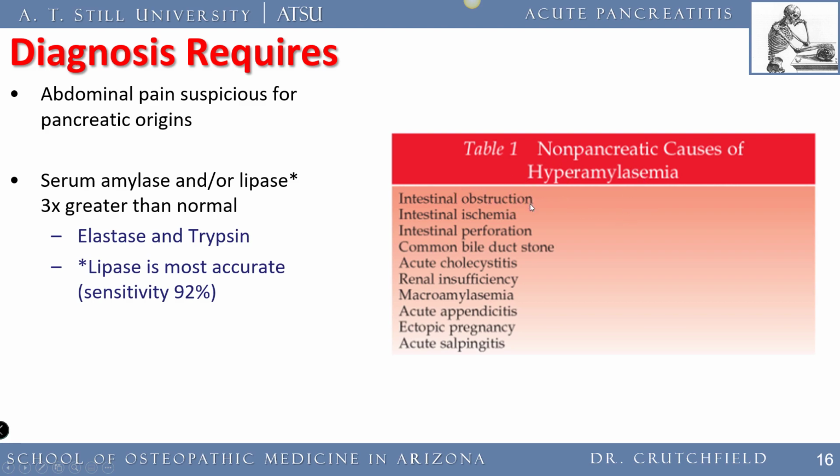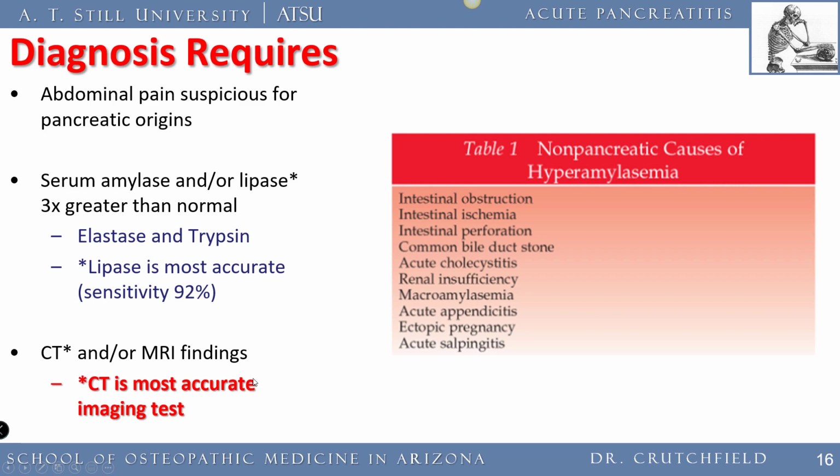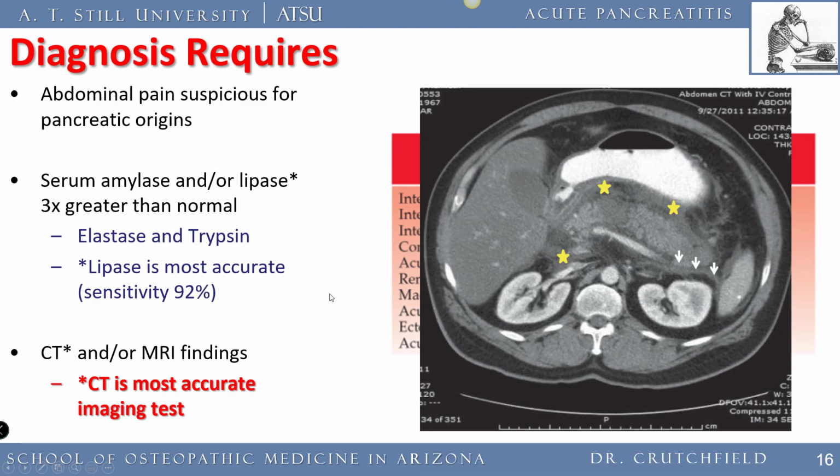So somebody who has a bowel obstruction, who has intestinal ischemia, maybe somebody who just has a hot gallbladder. Appendicitis can cause hyperamylasemia. So amylase is not the most sensitive indicator. And of course, our most sensitive diagnostic test is going to be CT scan of the abdomen and pelvis. And remember, that's going to be a dynamic CT scan.